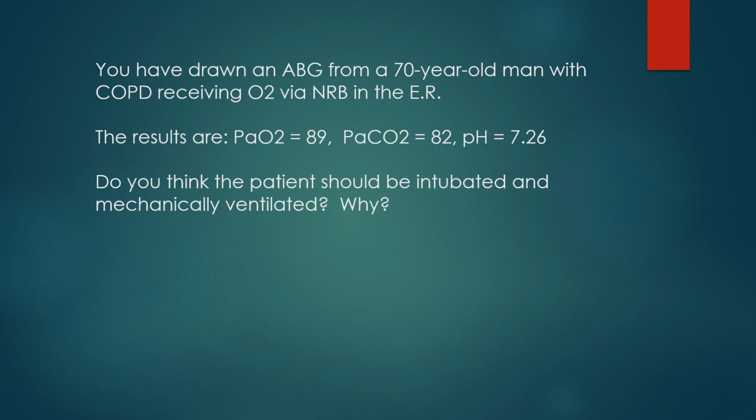Well, he's breathing with a non-rebreather, and his PaO2 is only 89, so he's got some oxygenation issues. And his CO2 is 82 with a pH of 7.26. If that was his normal CO2, his pH would be 7.40. And when we see a CO2 of 82 and the pH is only 7.26, it should be a lot lower than that. With a CO2 of 82, his pH should be 7.1 or something like that. So we have a patient who has acute on chronic hypercapnic respiratory failure.